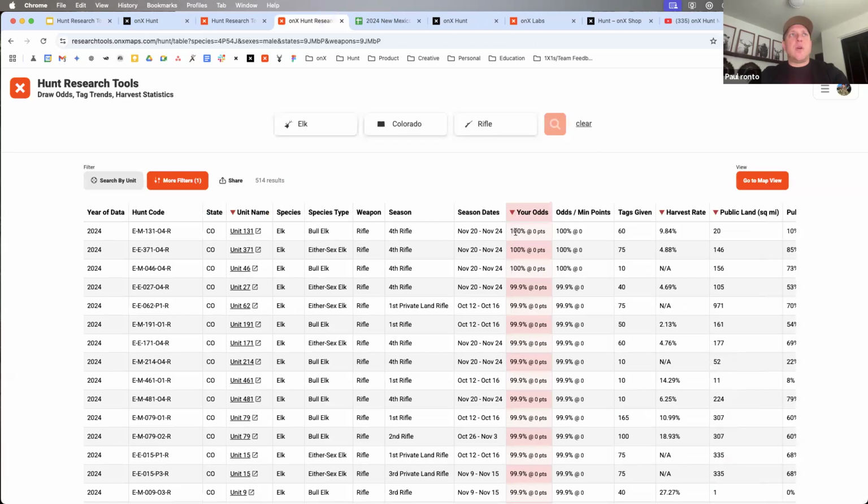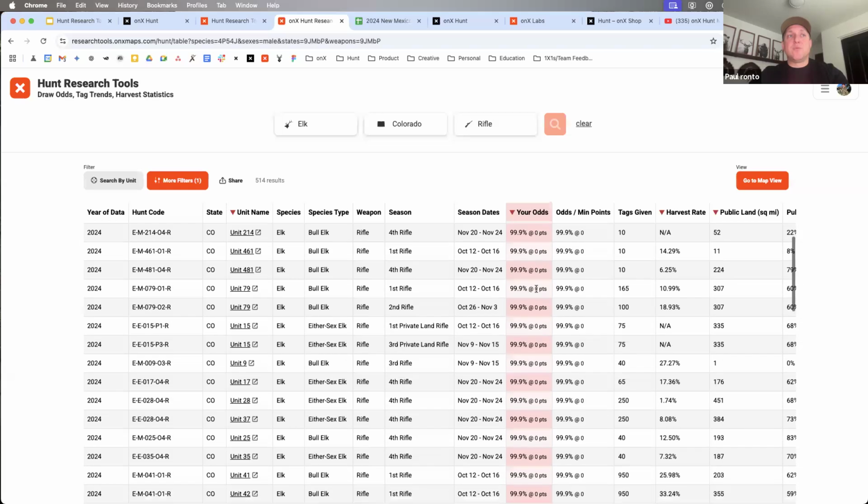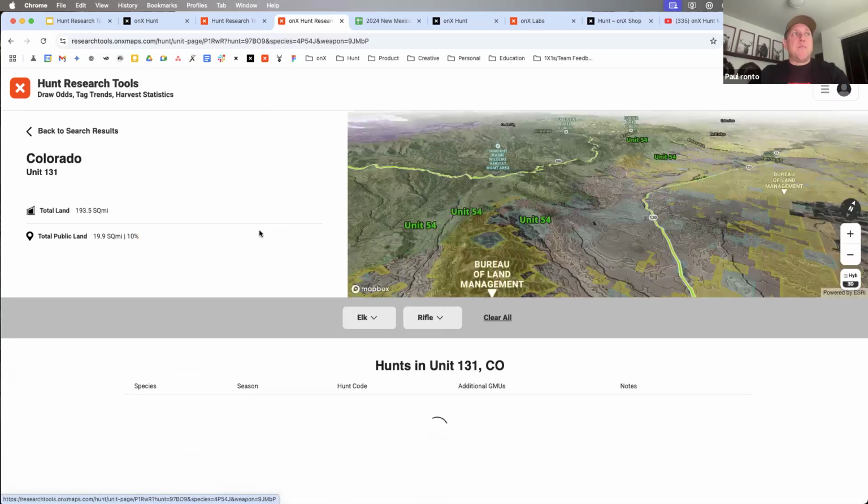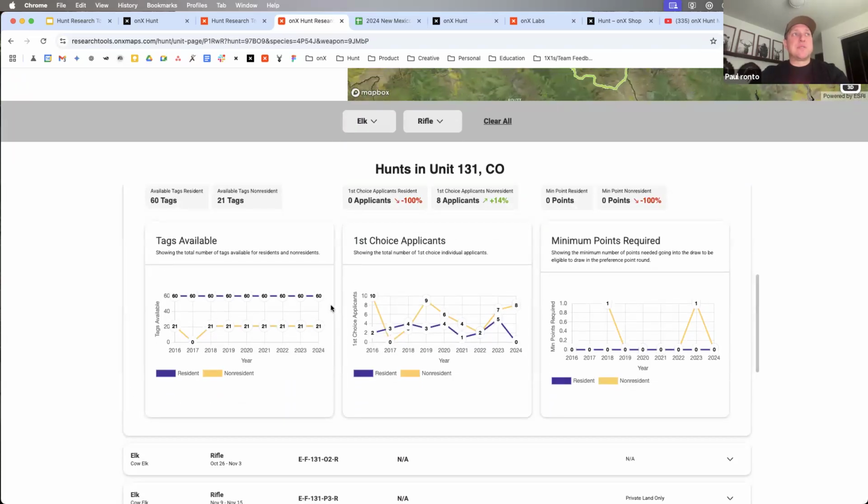Anything that is showing you here at 100% at 0 points or 99.9% at 0 points, which is a lot of them, means everyone that applied for this tag got it. That means there was less demand than there was quota. I can actually go into this unit page and probably see this trend. What you'll see is there were 60 tags and only 8 applicants. That means there were 52 tags left over after the first choice draw. So this unit went to a second choice, and it could have potentially gone to a third and fourth choice, or even all the way to the leftover list in Colorado.